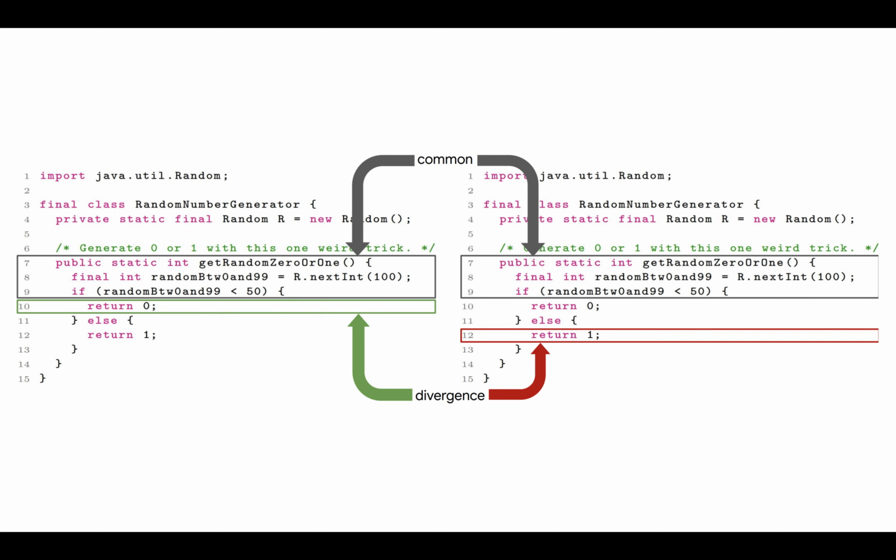So what we do in Divergence is we run the test many times. We find passing and failing runs, and we compare passing ones with failing ones, and we find the first point of divergence. In this example, lines 7 to 9 are common between passing and failing runs. On the left, there's a passing run where it returns 0 at line 10, and on the right, there's a failing run that returns 1 on line 12. So these are the divergence points.